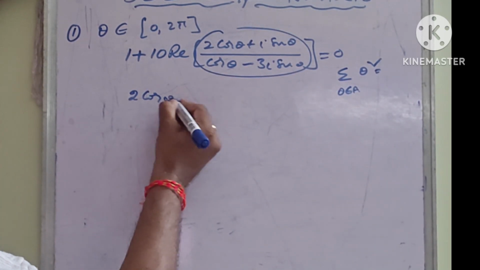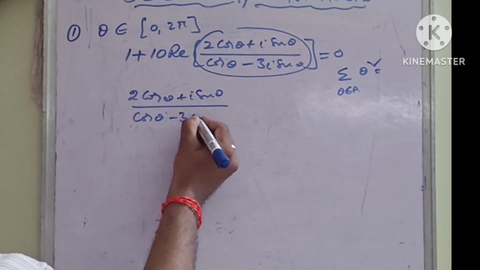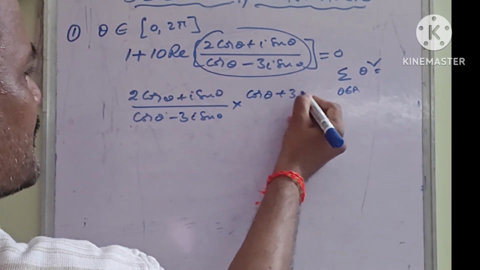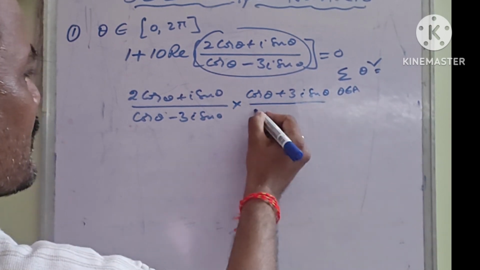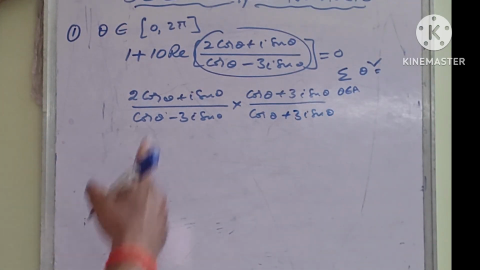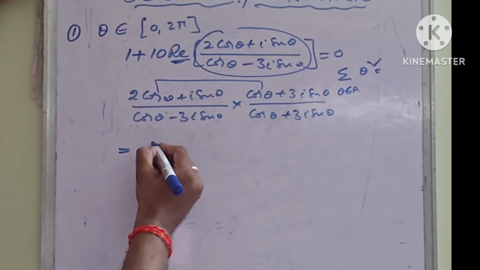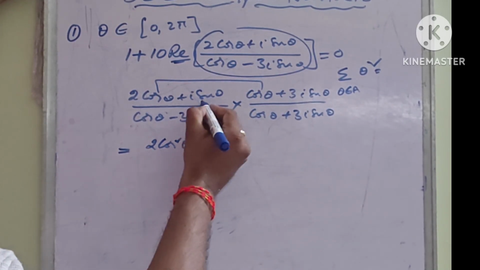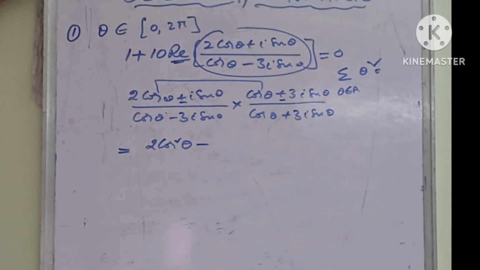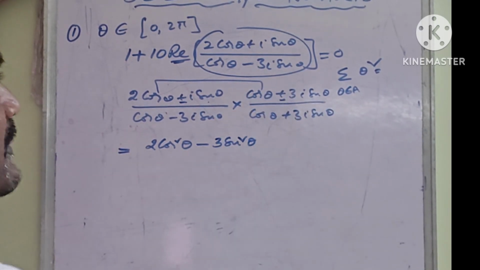Here, (2 cos theta plus i sin theta) by (cos theta minus 3i sin theta). We know that we rationalize: multiply by (cos theta plus 3i sin theta) by (cos theta plus 3i sin theta). Now only the real part: the first one multiplied with the first one, 2 cos square theta. Plus into plus is plus. Now i square is there, that is minus 1. So sin theta into 3 sin theta, 3 sin square theta.